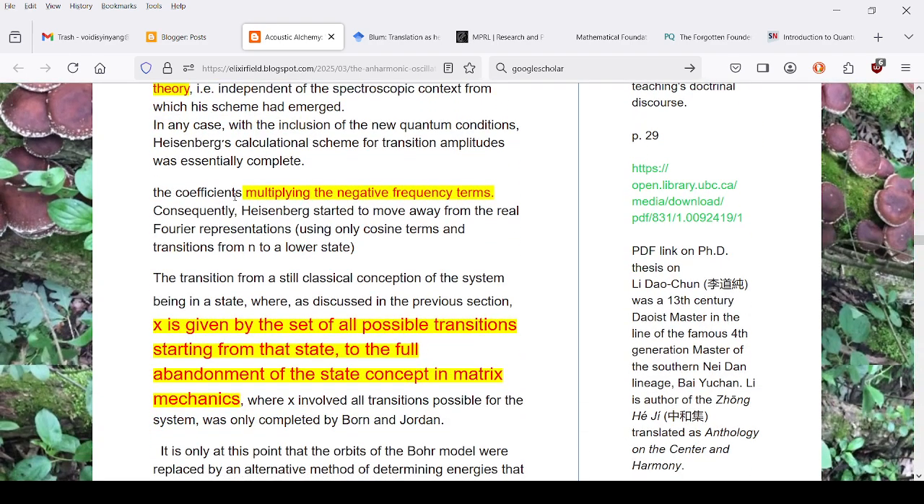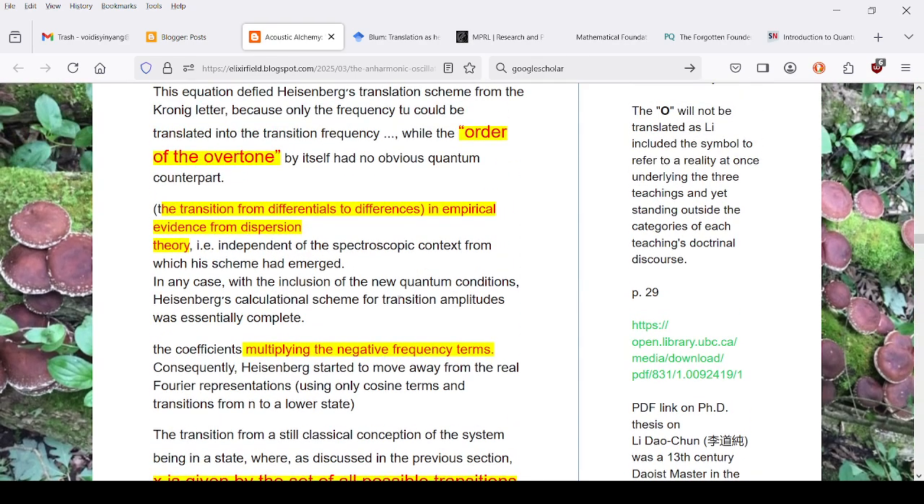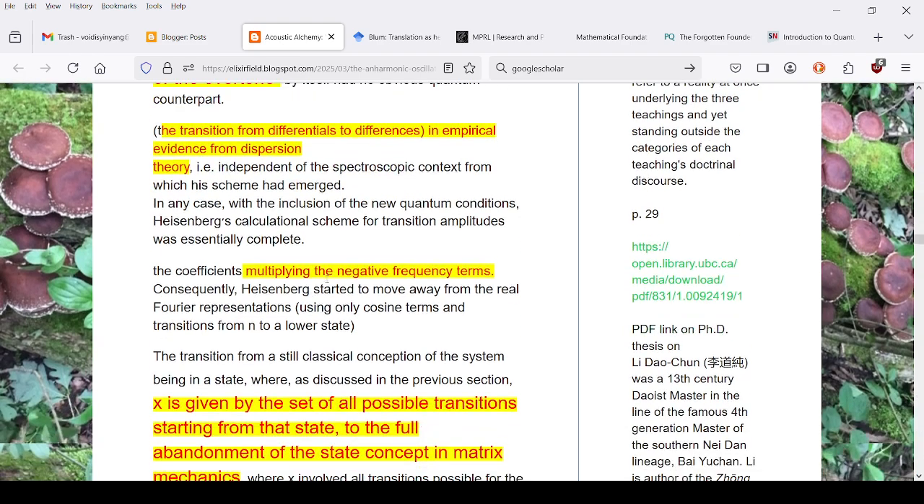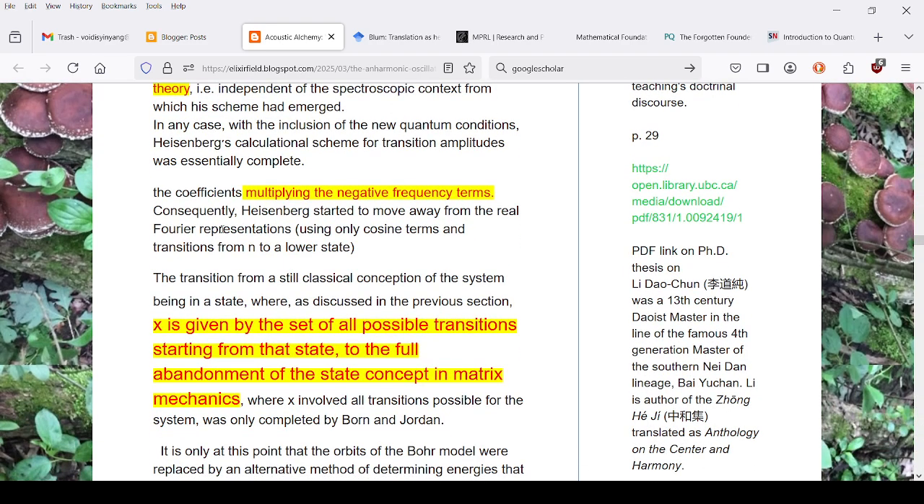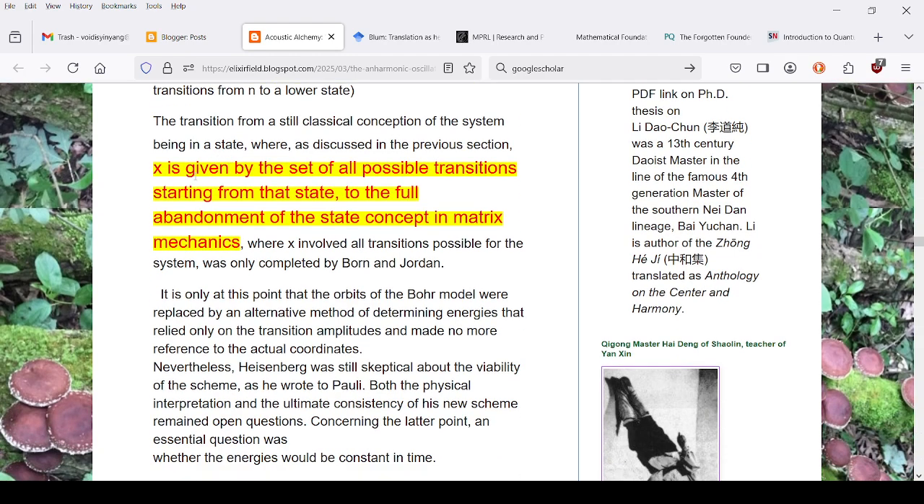And so here you have to multiply the negative frequencies to then convert it to amplitude for the energy of the observable. And so when you multiply the negative frequency, that's where you cancel out the non-commutativity. And because of that multiplying process, Heisenberg then started to move away from the real number Fourier analysis. So then when it was translated into matrix mechanics, that became the probability amplitude as all possible transitions.